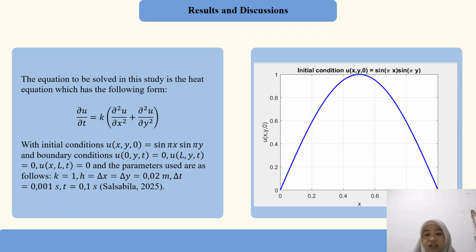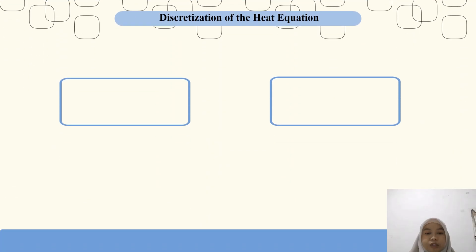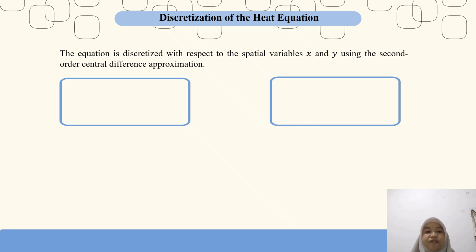On the right is the initial condition of the heat equation. To solve this equation numerically, I use the finite difference method. The time derivative is approximated using the Crank-Nicolson scheme, while the spatial derivative uses central difference. This combination provides second-order accuracy and strong numerical stability. The equation is discretized with respect to the spatial variables x and y using the second-order central difference approximation.